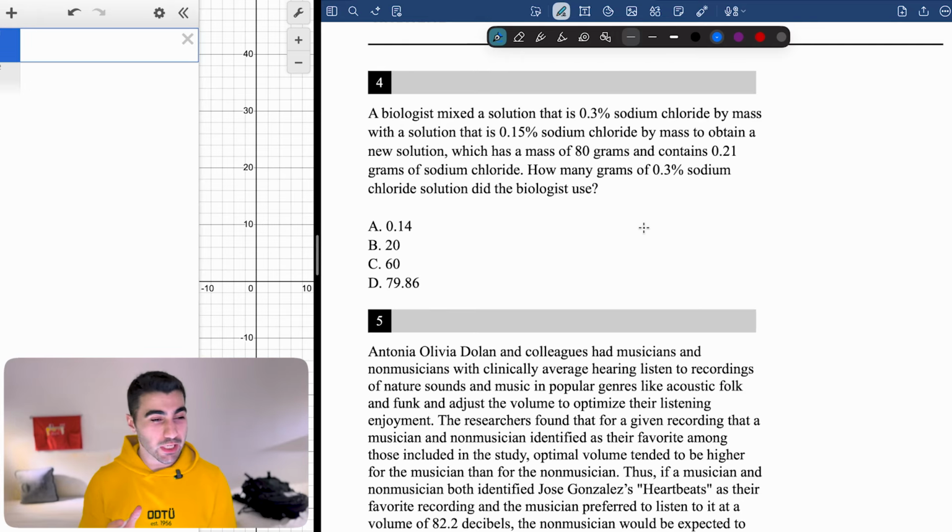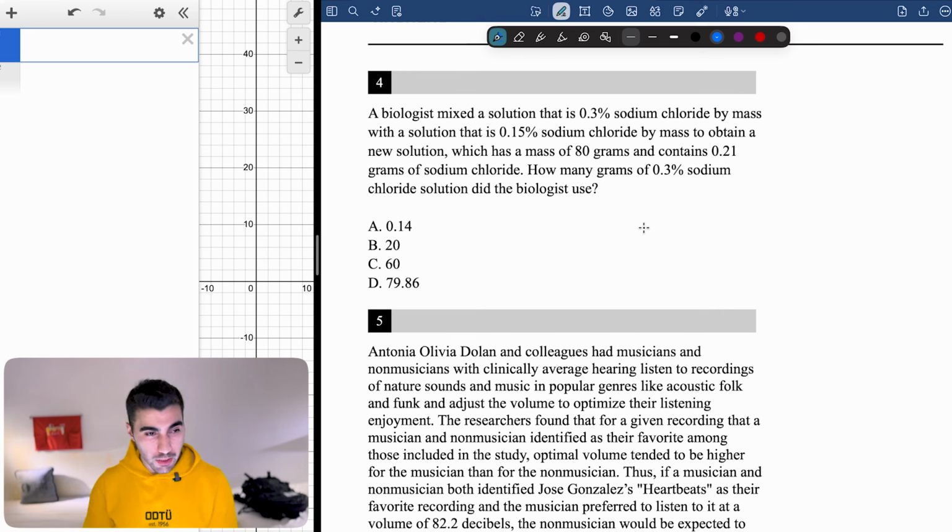This is a percent question again, but this is mixed with a word problem. So this question says a biologist mixed a solution that is 0.3% sodium chloride by mass with a solution that is 0.15% sodium chloride by mass to obtain a new solution which has a mass of 80 grams and contains 0.21 grams of sodium chloride. How many grams of 0.3% sodium chloride solution did the biologist use?